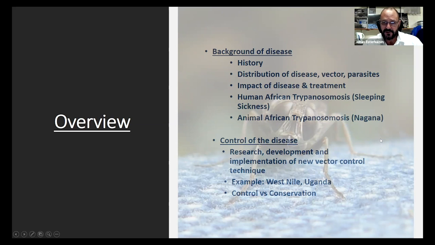Then I'm going to talk about control of the disease, and specifically research and development that we conducted in these past years. And then a little bit touch on the interesting and unique situation for South Africa, where we've got the interesting duality between control and conservation.